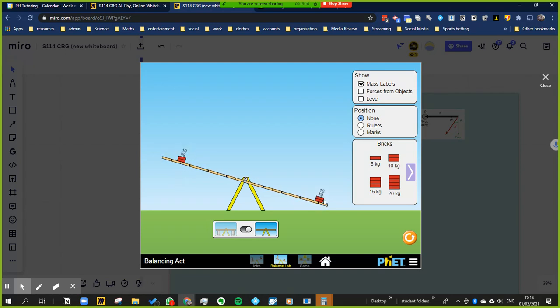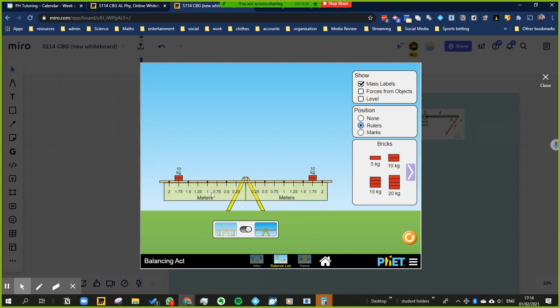Okay, move that one in now. It should balance like that. So you can play around with this and make sense of it. We can use our rulers to actually measure the distance. They're the same distance from the pivot, and they're the same mass. The challenge will come when we're trying to balance two masses that aren't the same.